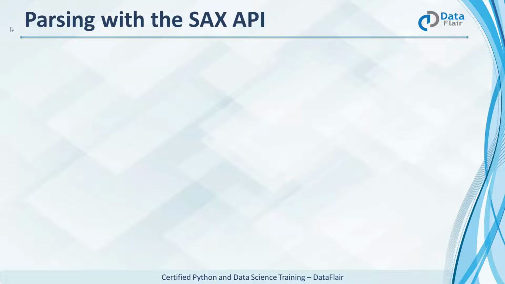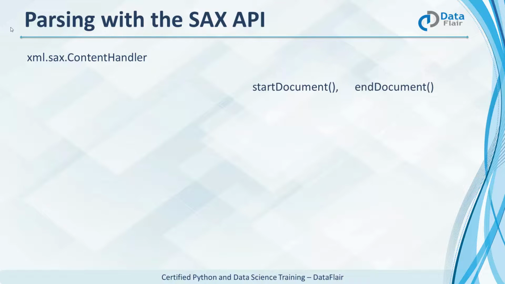SAX is good with event-driven XML parsing and is a standard interface. To work with this, we make our class inherit from xml.sax.contentHandler to create a content handler that can handle tags and attributes while also providing methods for handling parsing events. It calls start document when it begins parsing a file and calls end document when it stops. It calls the content handler at the start and end of each file.